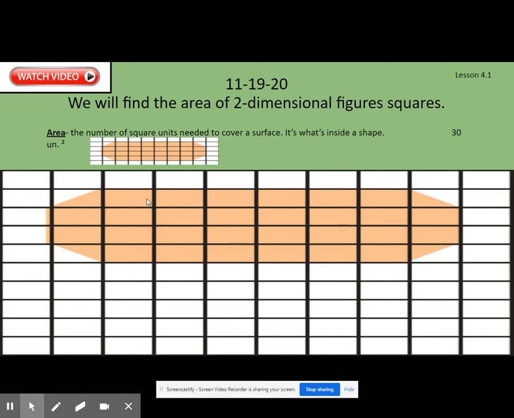And you can see those same size square units. And you probably already think, well, I could just count them. All right, and that's what area is. It's the number of square units needed to cover a surface. In this case, what's in our colored in area.